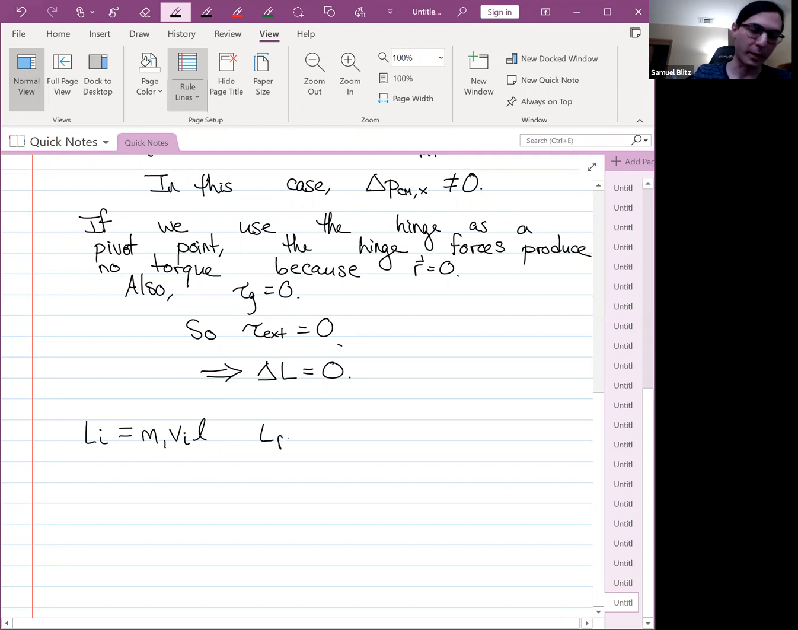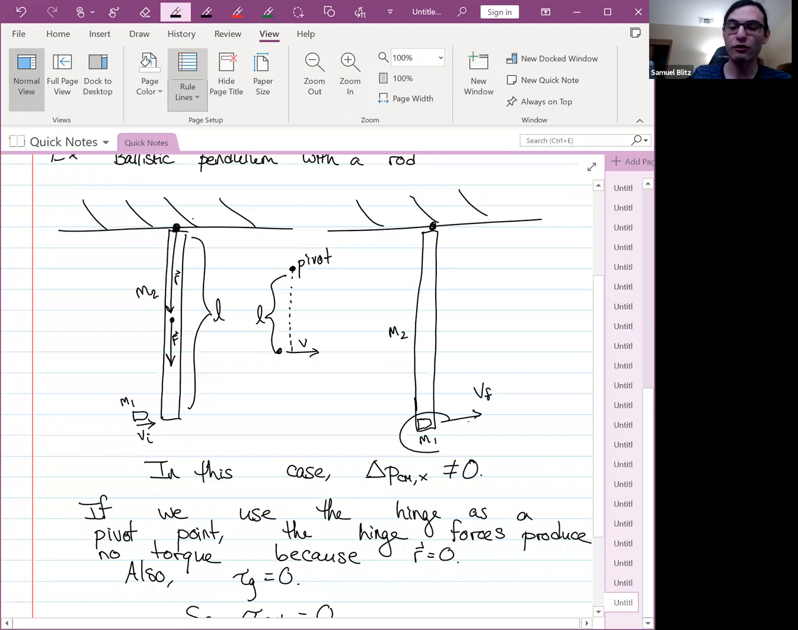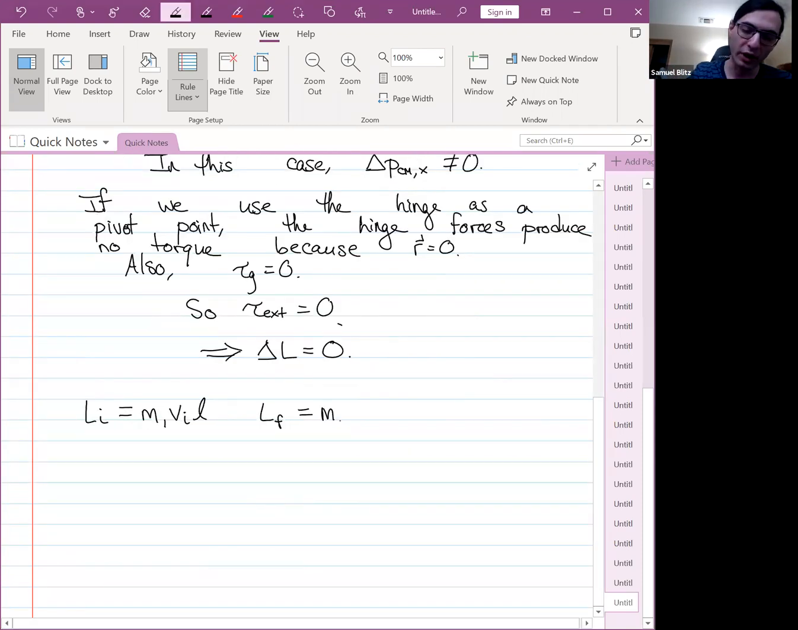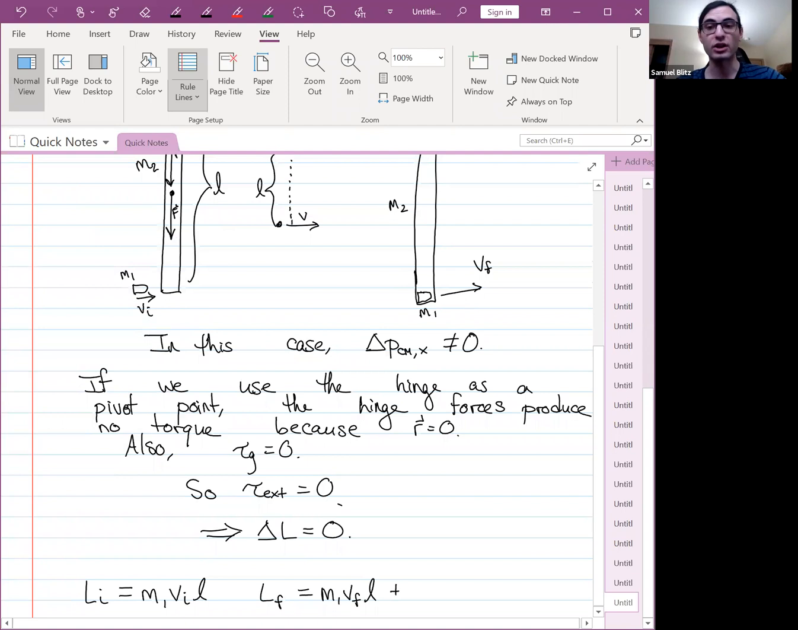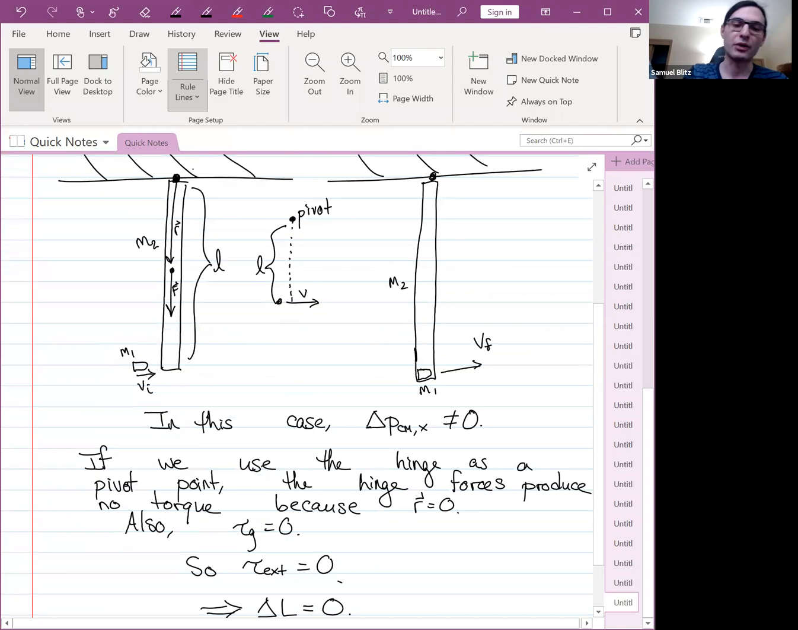Now, what about the final angular momentum? Well, it would be the final angular momentum of the bullet plus the final angular momentum of the rod. The final angular momentum of the bullet is just, well, however fast the bottom part of the rod is moving, that's how fast the bullet is moving. We can use the same logic to find the angular momentum of the bullet after the collision. So this would just be m1 vf times L. Then we have to add to it the angular momentum of the rod. Now this is the angular momentum of just the rod, not including the bullet. And so we have to think about what the angular momentum of the rod is about this pivot point.